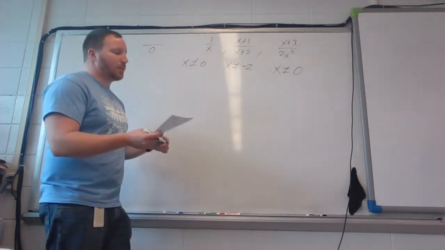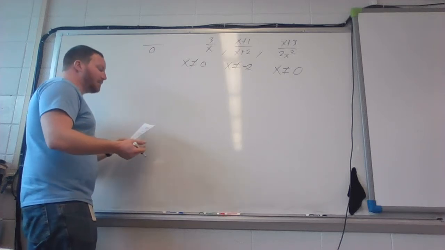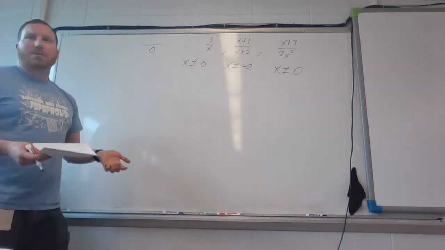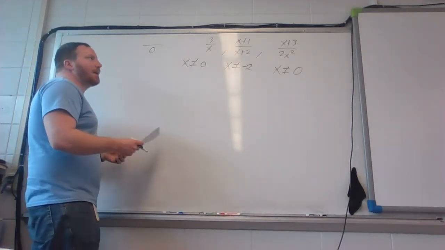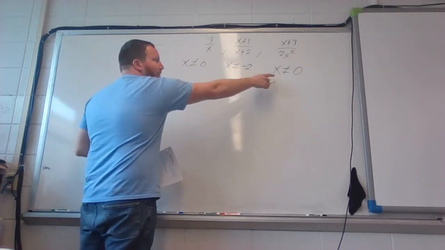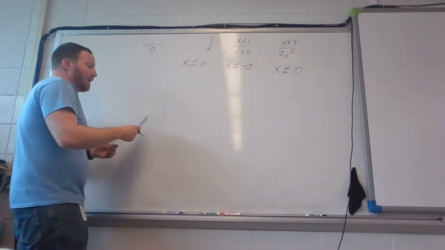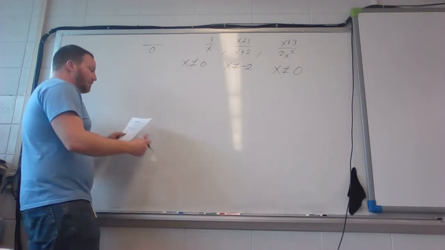Okay, so we're going to do a few more of those. To simplify a rational expression, we have 3 steps. First step would be to factor the numerator and denominator if you can. Second step would be to identify any values that are excluded because they make the expression undefined. And the last thing is to cancel out any common factors. So let's go through some practice problems.